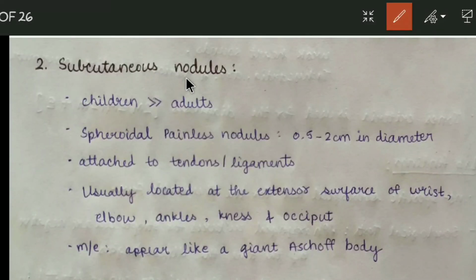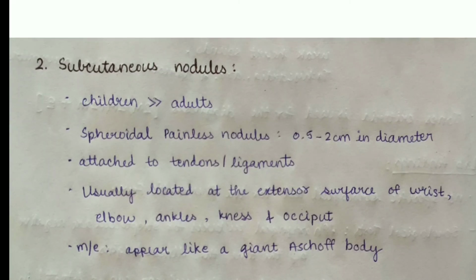Next, subcutaneous nodules. They are seen more in children than in adults. They are spheroidal painless nodules of approximately 0.5 to 2 cm in diameter. They are attached to tendons or ligaments, usually located at the extensor surface of the wrist, elbows, ankles, knees and occiput. Microscopy: they appear like a giant Aschoff body.